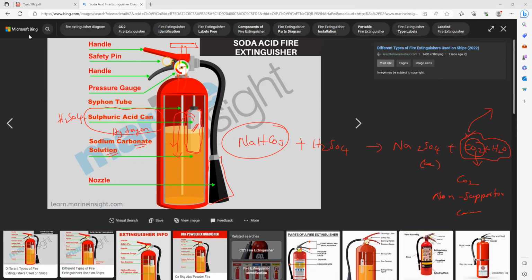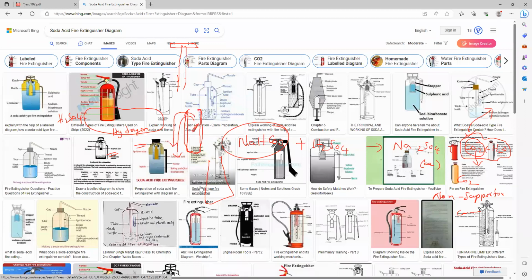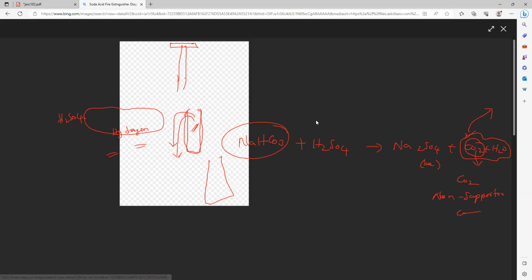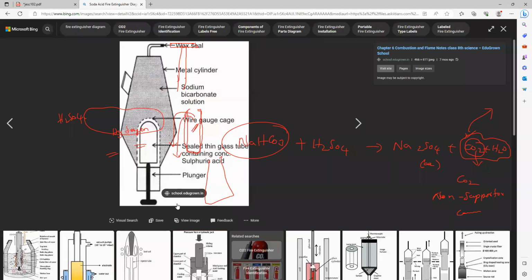How will this work? I already taught you while studying the properties of acids. Am I right, everybody? Yes. We can notice it here. This is an example of a soda acid fire extinguisher.